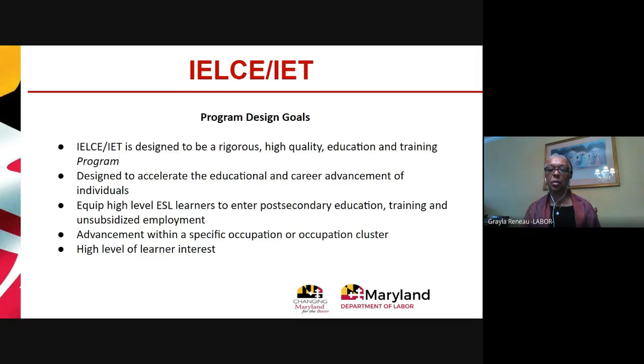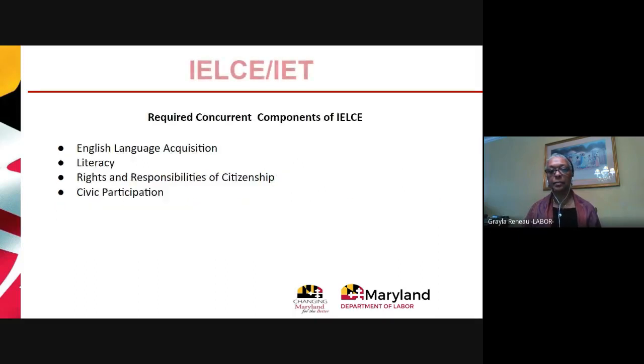The other thing that you need to take into consideration is, do you have a high level of learner interest in the IELCE and also the IETs that you are offering? So even though it might be an occupation that has been determined to be in demand, if you don't have a high level of learner interest, that might not be a good training for you to offer to your population that you have there. Next slide, please.